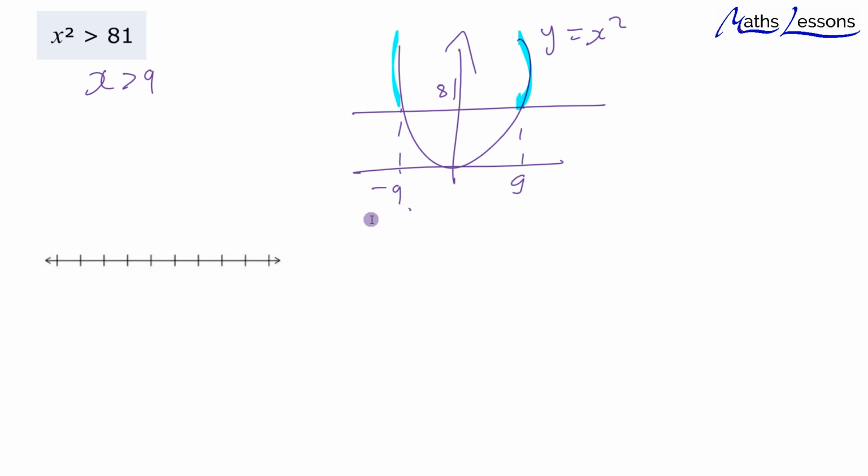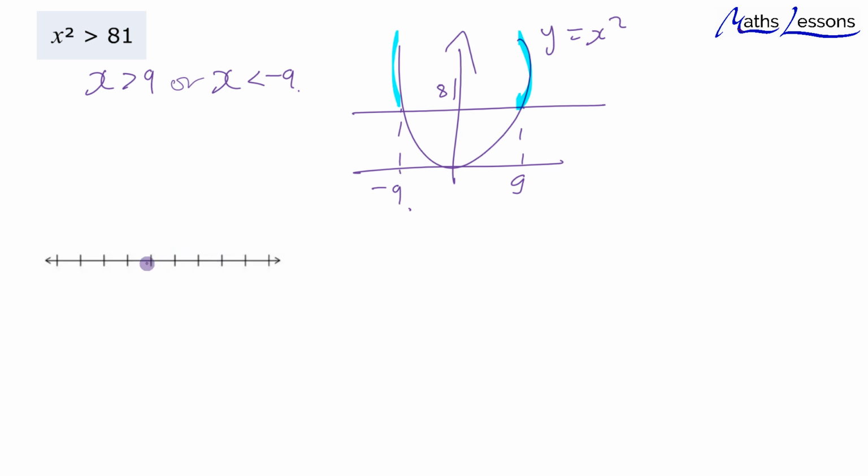Okay, so therefore it's going to also be less than minus 9, and we can't just write less than minus 9 because that doesn't quite make sense. Minus 9 is less than x is greater than 9. That doesn't make any sense, so we can't write it like that. What we can write is x is greater than 9 or x is less than minus 9.